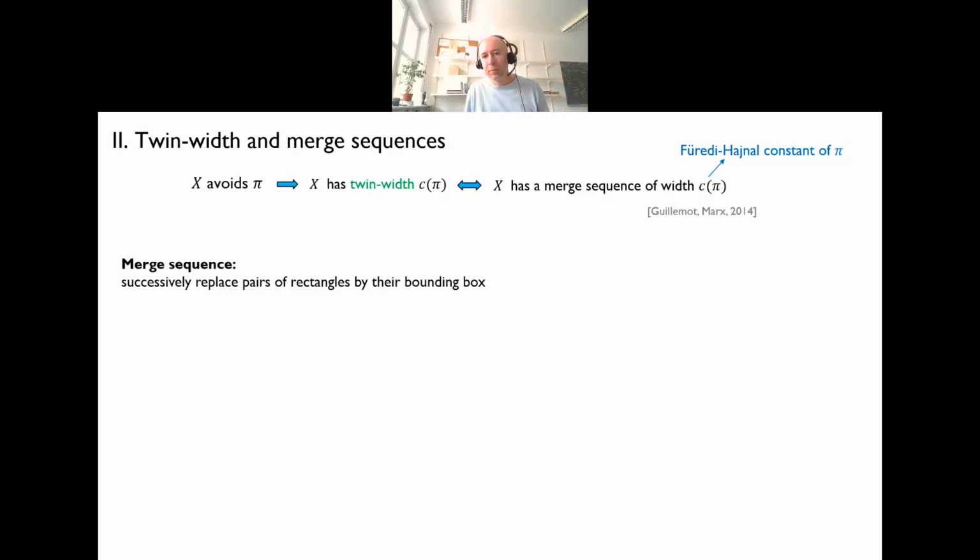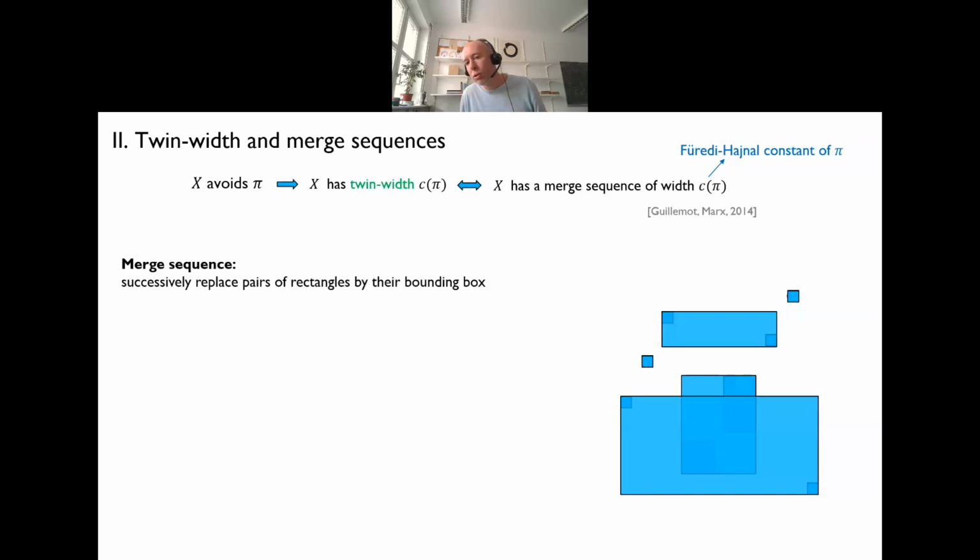And what is a merge sequence of X? Well, we start with this point set X, and we view them as tiny rectangles. And in each step, we take two rectangles and merge them. So we remove them and add the bounding box of the two rectangles. So, for example, we may take these two rectangles and combine them into this larger rectangle. Then this, then this, then this. So the rectangles can also overlap.